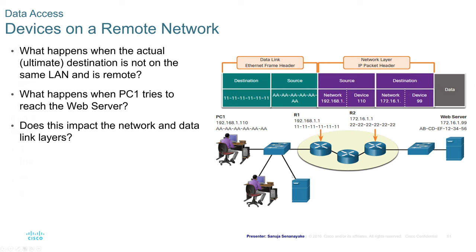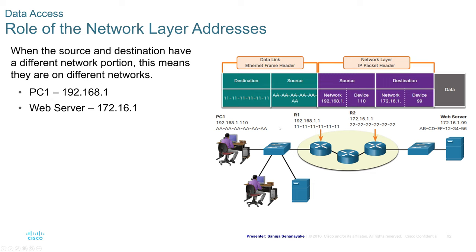However, when devices are on a remote network, the ultimate destination is not going to be inside that internal LAN with the same subnet and similar IP addresses. So what happens when PC1 tries to reach the web server? Does this impact the network and data link layer? Well, that's where the network layer addresses come into play. The network layer addresses are used when the source and the destination have different network portions. This means they are on a different network.